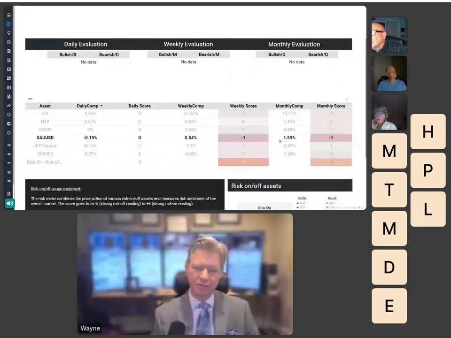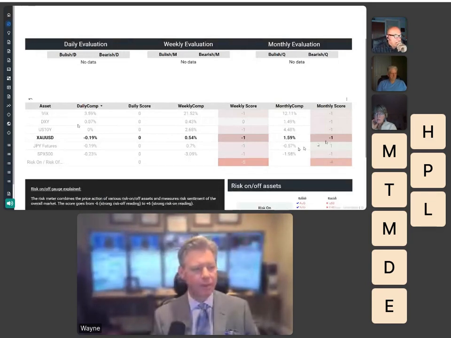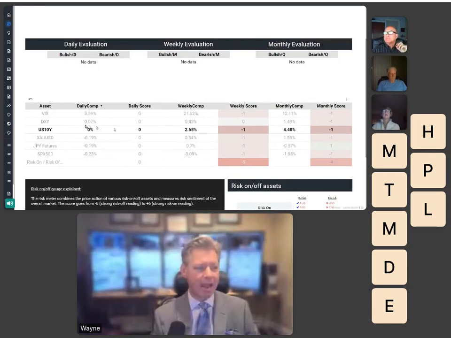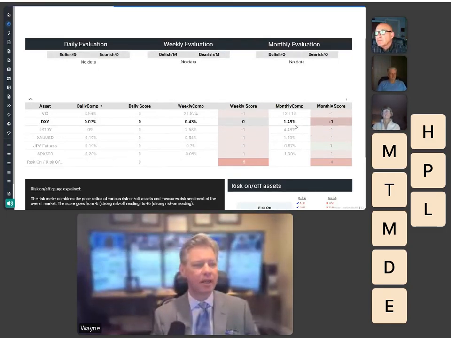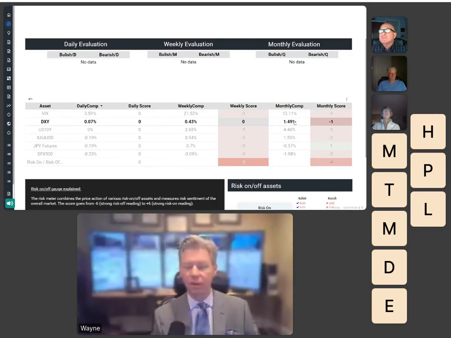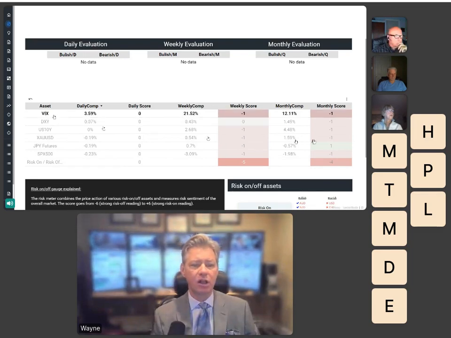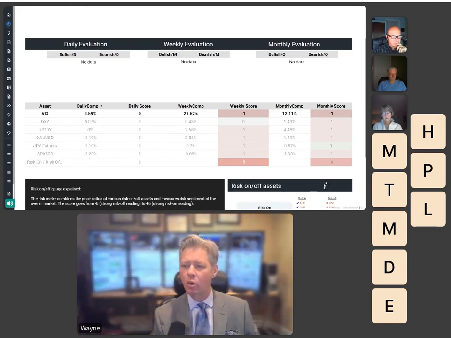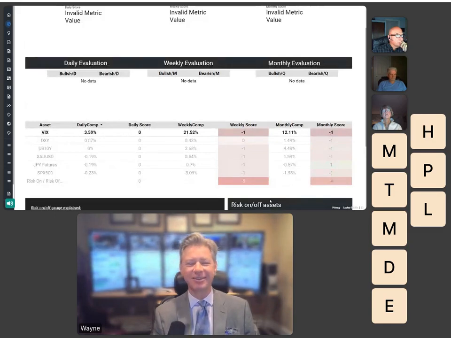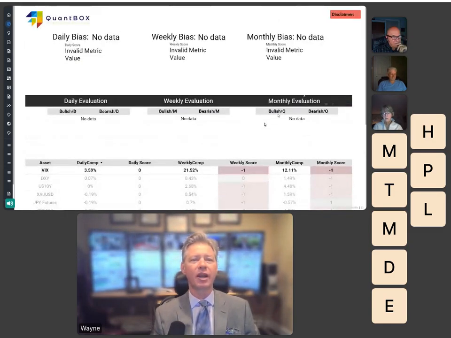Gold is up, but that's a risk off scenario. Yields on the 10-year T-note are up. That's bad. The dollar index is up this month. It's strong. The dollar's strong. That's bad. And the VIX, volatility is up this month. That's bad. So this is factual. See, this is quantitative. That's why it's QuantBox and not emotional box. Right? Pandora's box. This is QuantBox, right?